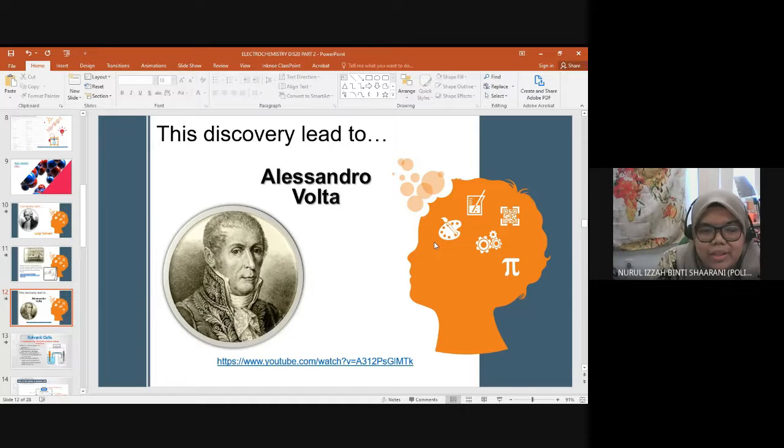tapi ada komponen-komponen yang ada dekat dalam tu lah. Maksudnya ada moisture, maksudnya ada liquid yang bertindak balas dengan metal-metal yang digunakan tu untuk menghasilkan tenaga elektrik. So maksudnya dia dah kembangkan idea yang Luigi Galvani dapat tu lah. And then daripada Alessandro Volta ni lah juga, kita dapat the unit of the voltage tu, which is volt, right? So from the Alessandro Volta lah. So that is a little bit of history about the galvanic cell.